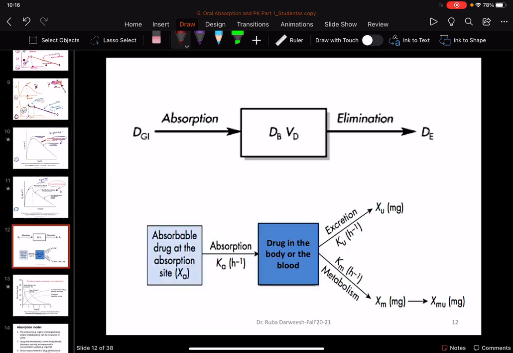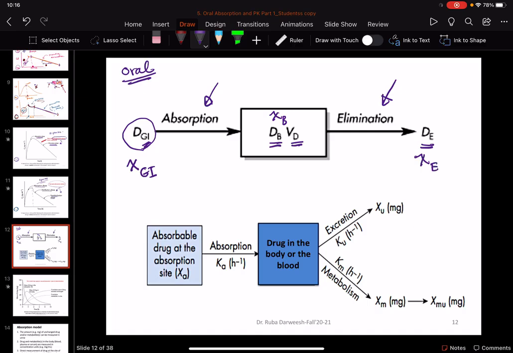In our model in this chapter, if we are talking about oral route of administration, you have the amount in the GI, or you will have it as XGI. Then we have a kinetic process that is related to absorption. We have a kinetic process that is related to elimination. We have amount in the body as DB or XB. We have the apparent volume of distribution. We have amount eliminated or XE.